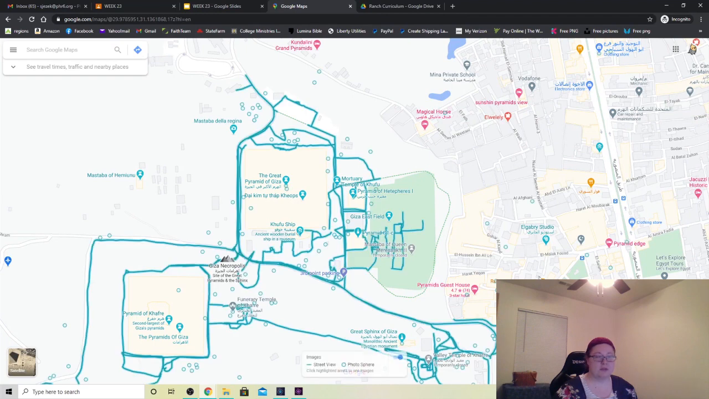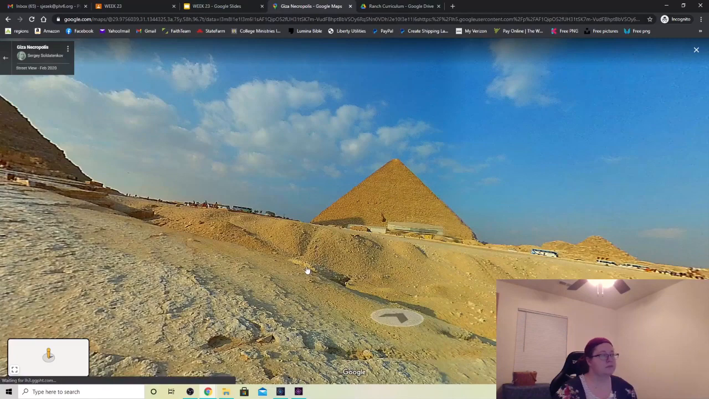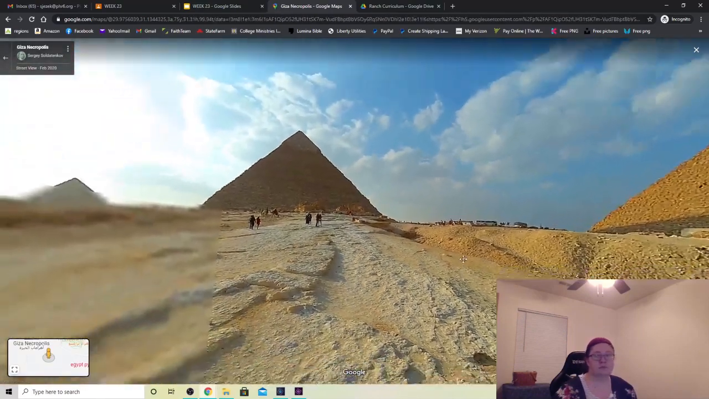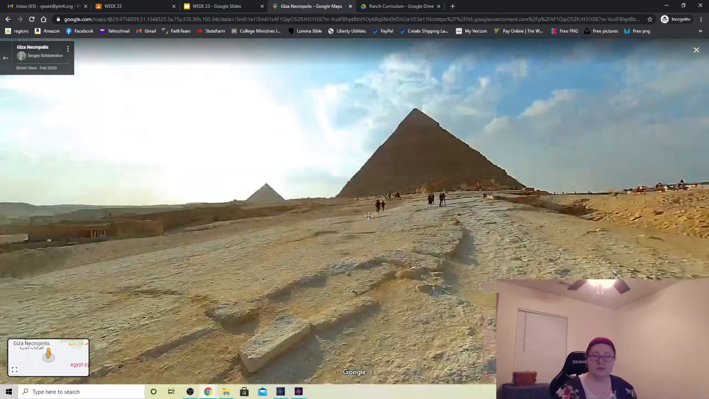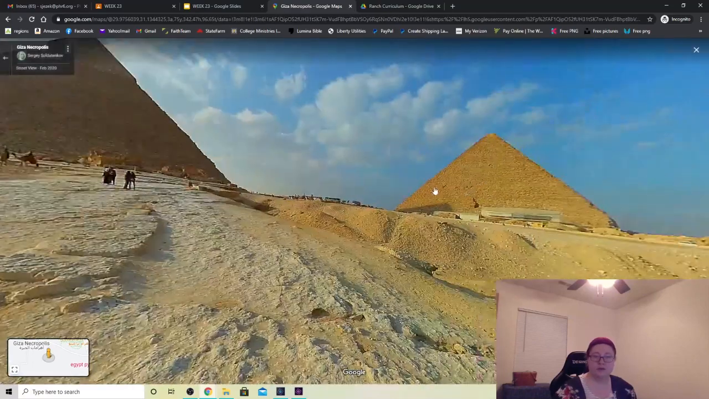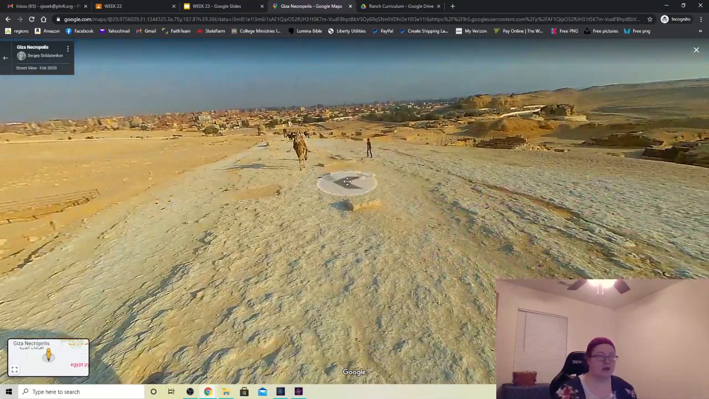We'll try one more spot. Try this pyramid over here. Okay. So very cool. 1, 2, 3 pyramids. There's 4 just from this spot standing here.